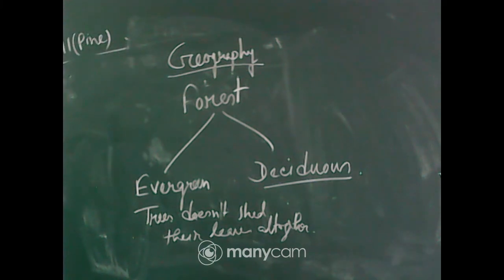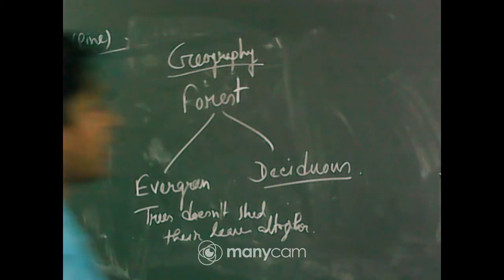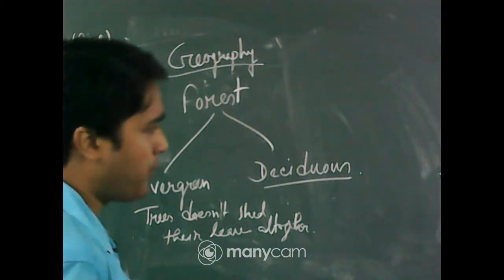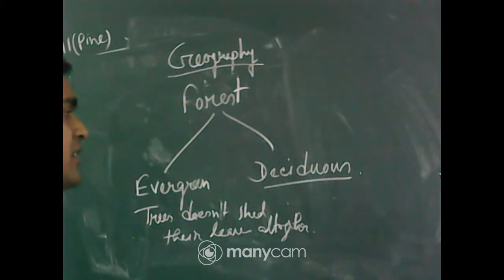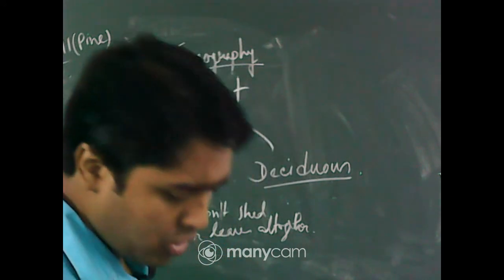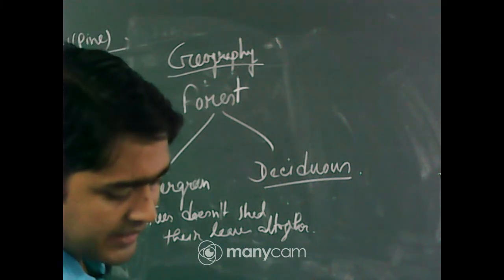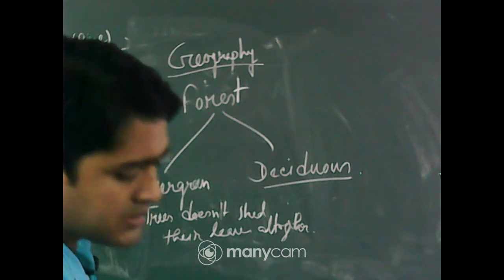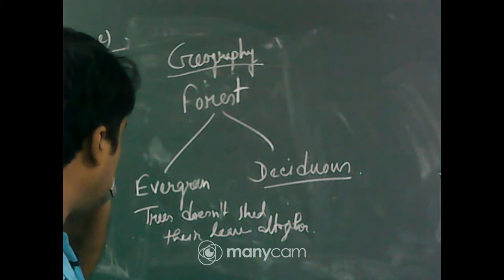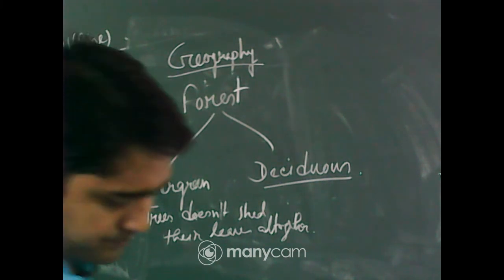Their difference also you will prepare. Last year also you have read about it. If you have last year's copy, you can prepare from that. This is the same answer: the difference between evergreen and deciduous trees. Now, forests are broadly classified as evergreen and deciduous depending on when they shed their leaves. Evergreen forests do not shed their leaves altogether.